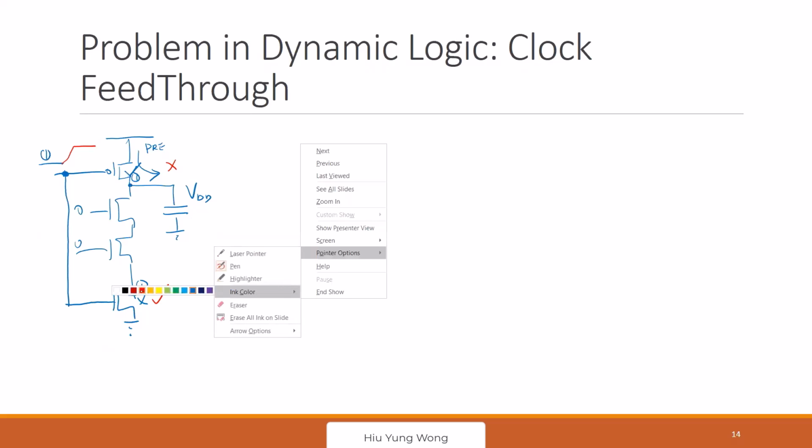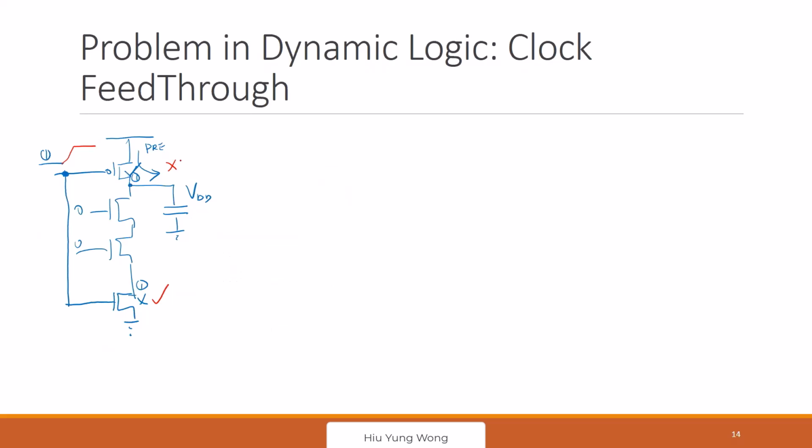When doing evaluation, this one turns on because this one goes up. But this one is going to change because this is floating. We have a capacitance CGS here. So think about a capacitor here, CGS. At the beginning, this is 0 volts. This is VDD. Let me change the color again.